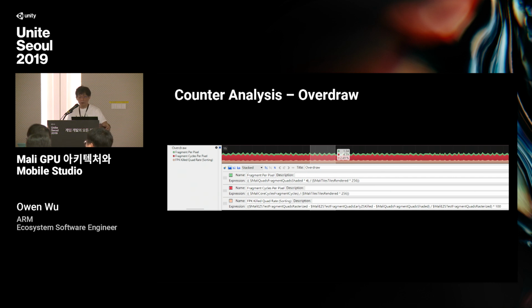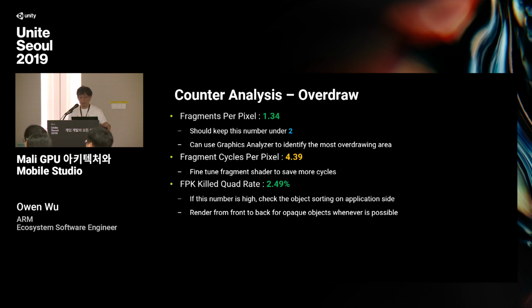So let's go to the overdraw chart. We can use expressions to compute the fragments per pixel and the fragment cycles per pixel. Fragments per pixel can show you the overdraw issue. In this case, it's 1.3. That means a pixel will run 1.3 fragment threads. So it is healthy, and there is not much overdraw. And FPK, the forward pixel kill rate, is low here.